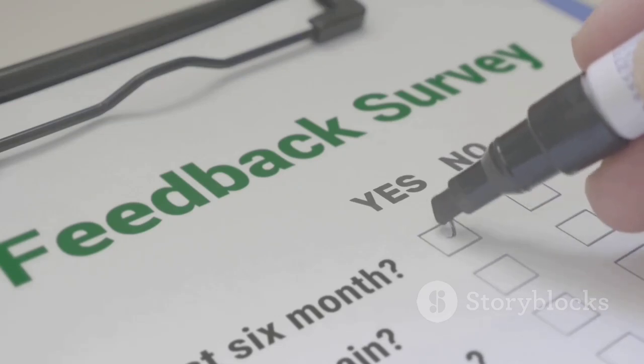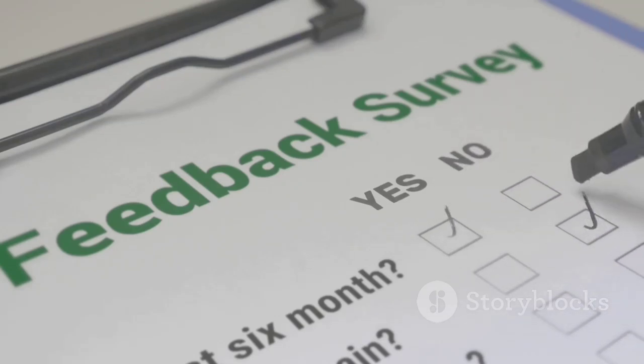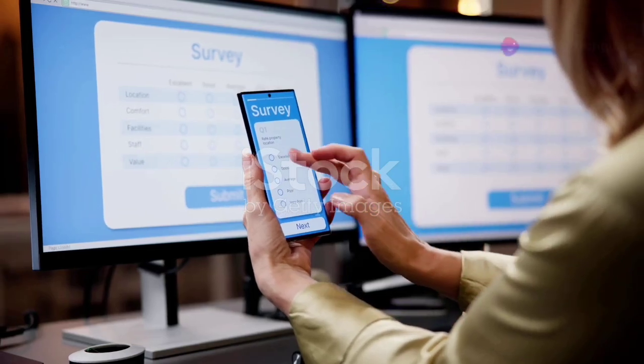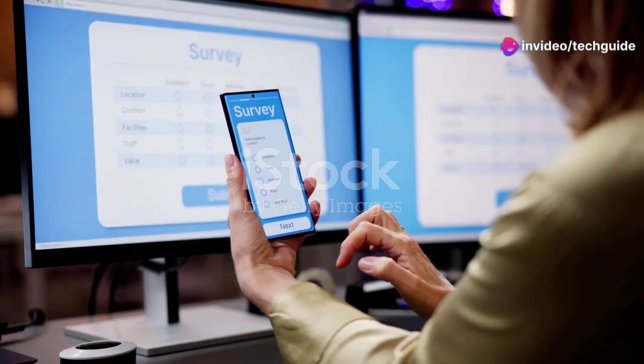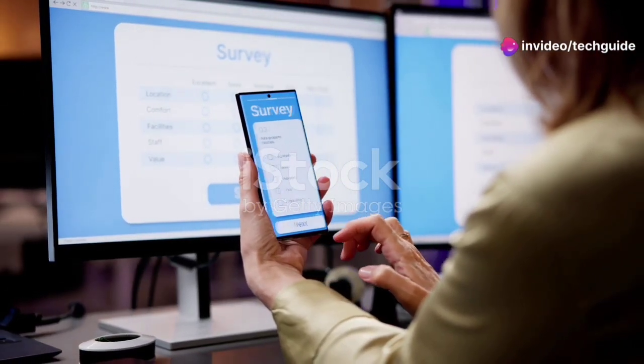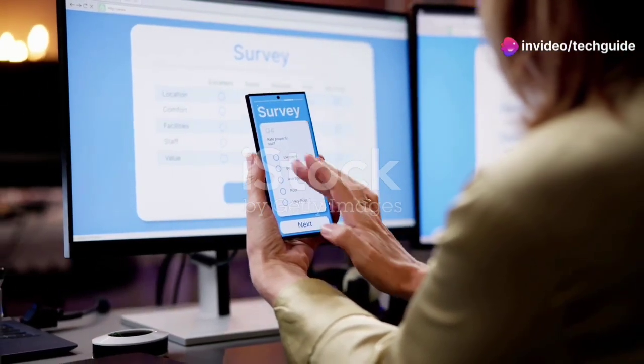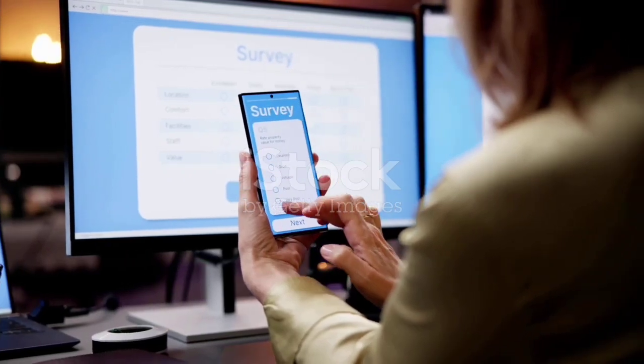One of the best ways to validate your idea is to survey potential customers. Create a simple survey using a tool like Google Forms or SurveyMonkey, and ask questions about their needs, pain points, and whether they'd be interested in a product like yours.